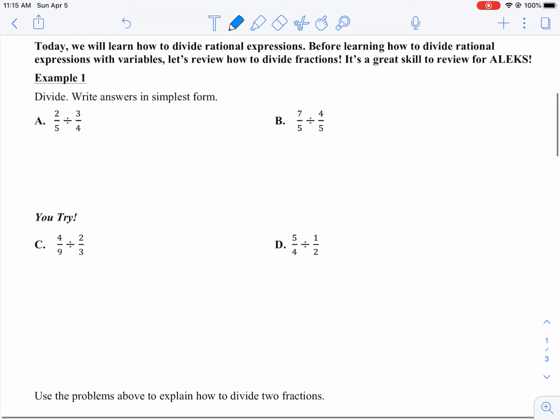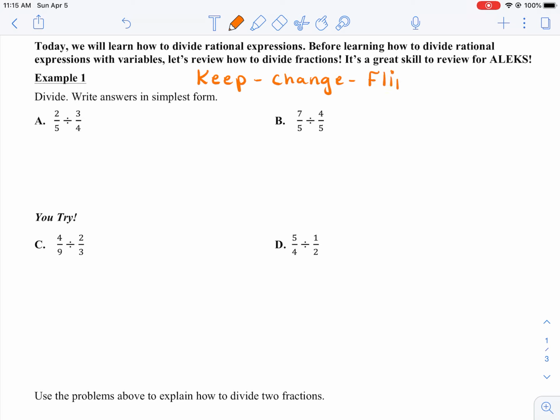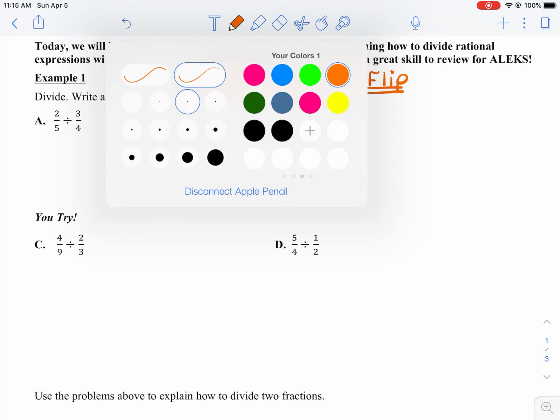So before we talk about dividing rationals, I want to review how to divide just numerical fractions. One thing that you might remember when you learned how to divide fractions is the expression keep, change, flip. The reason we remember that expression is because you're going to keep the first fraction the same, change the division sign to multiplication, and then flip the second fraction.